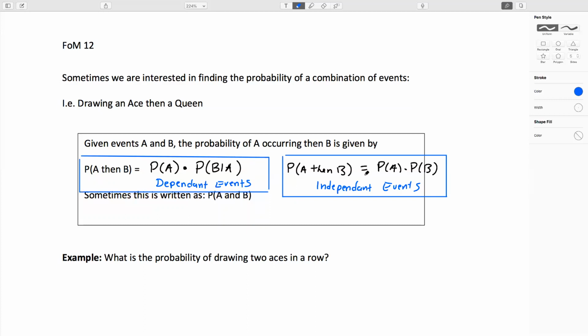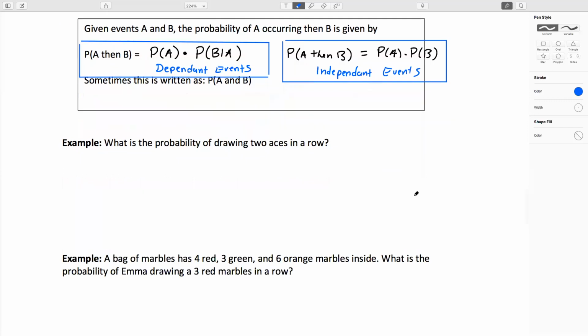The difference is that for independent events, B isn't affected by A. So B given A is the same as B. For dependent events, the probability of B is changed by A, and we have to take that into account when we're multiplying our numbers. So let's try a couple of these. What's the probability of drawing 2 aces in a row? And I should have been a little more careful how I worded this question. There's no replacement.